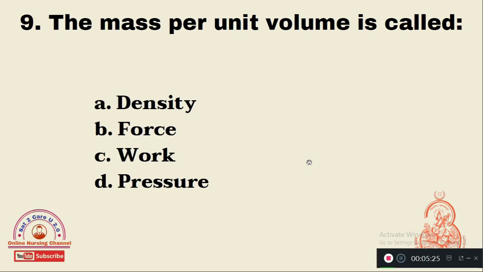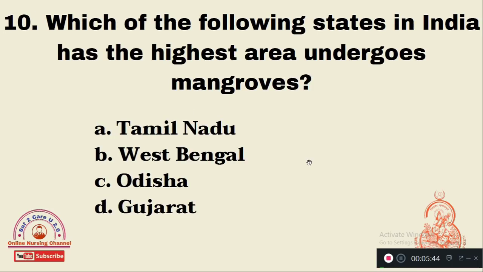Question number 9. The mass per unit volume is called A. Density, B. Force, C. Work, D. Pressure. The mass per unit volume is called option A, density.